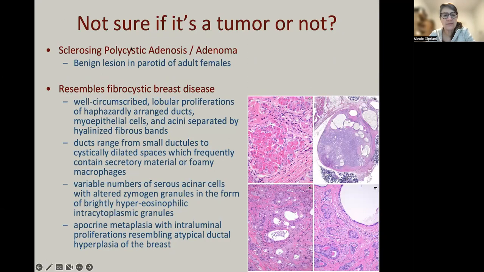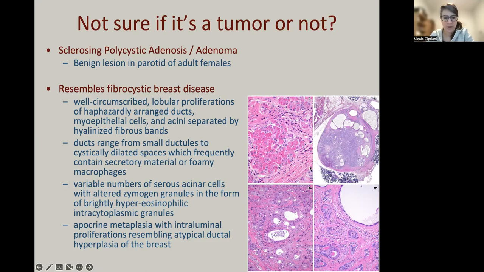There are a couple of lesions that are now becoming emerging possible neoplasms that we were not entirely sure previously if they were neoplastic or reactive. One of them is sclerosing polycystic adenosis, which is now potentially sclerosing polycystic adenoma, in light of the fact that it is potentially now thought to be neoplastic rather than reactive. Regardless, it's an indolent benign lesion, generally in the parotid of adult females. It kind of resembles fibrocystic breast disease where you have these multiple lobulated proliferations of ducts and glands and nests and myoepithelial cells, et cetera.